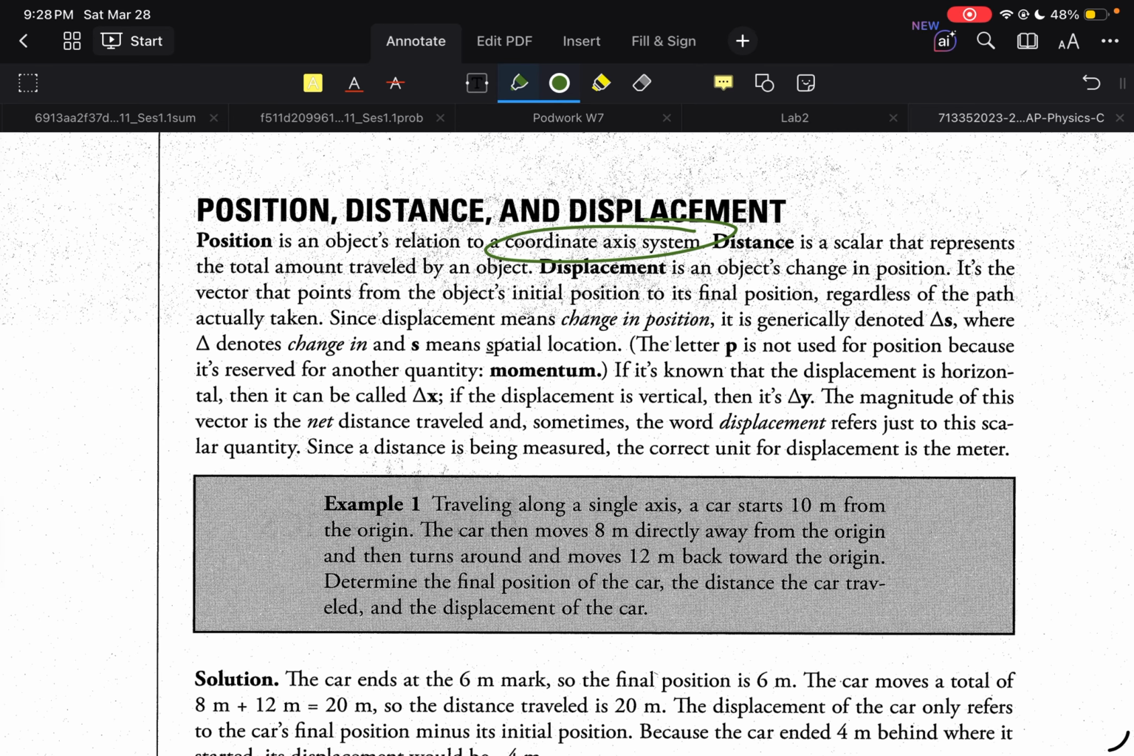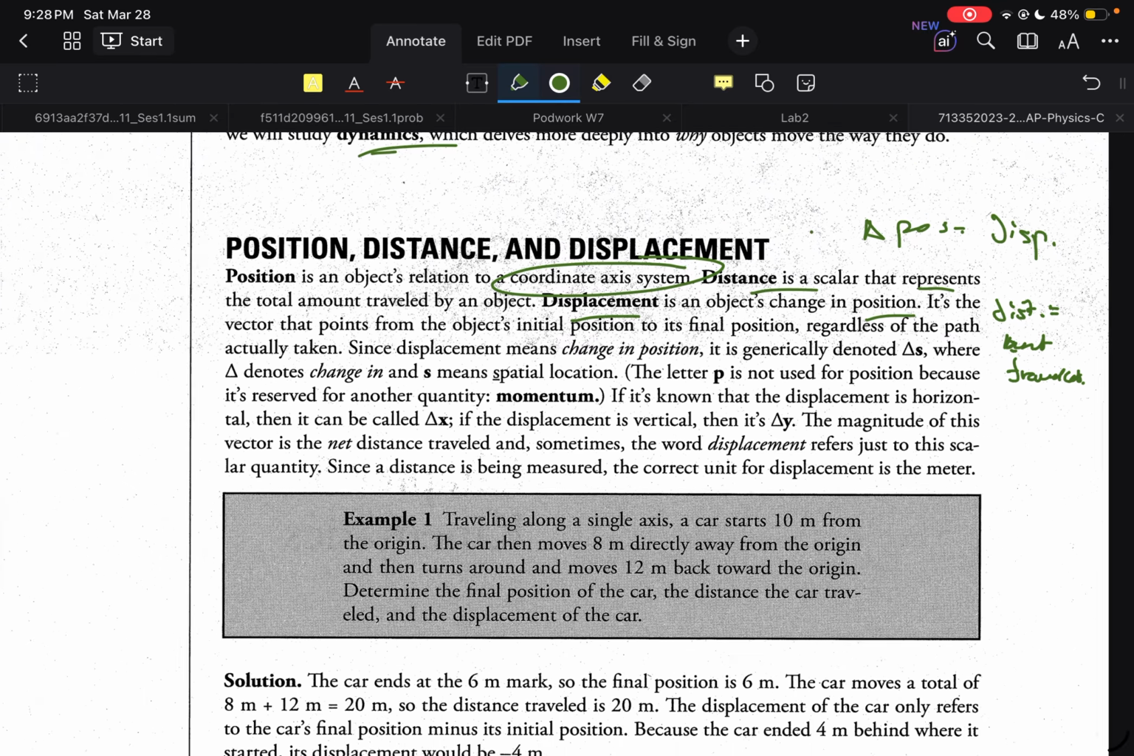Position is relative to a coordinate system, and distance is a scalar, and displacement is a change in position. So change of position equals displacement. The distance is the total amount traveled.